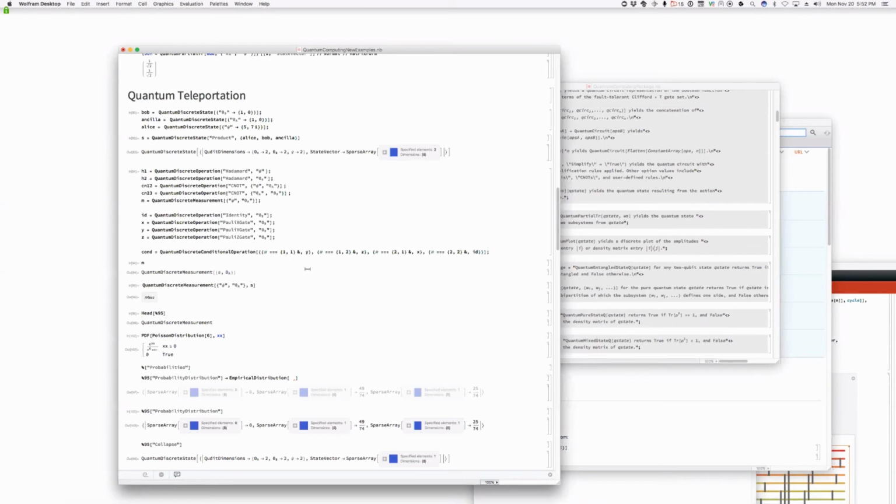So that's essentially one of the arguments to quantum discrete measurement, is that right? Yes. And if you don't use that, then it just assumes that you're measuring in the identity, the trivial basis. But is there any other use of quantum observable outside of the discrete measurement function? No, because all you do with observables is you measure them.